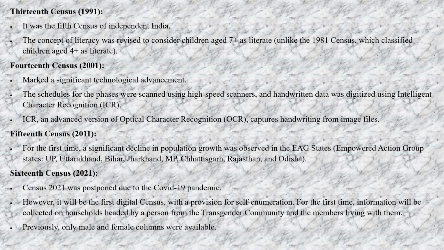16th Census, 2021. Census 2021 was postponed due to the COVID-19 pandemic. However, it will be the first digital census, with a provision for self-enumeration. For the first time, information will be collected on households headed by a person from the transgender community and the members living with them. Previously, only male and female columns were available.